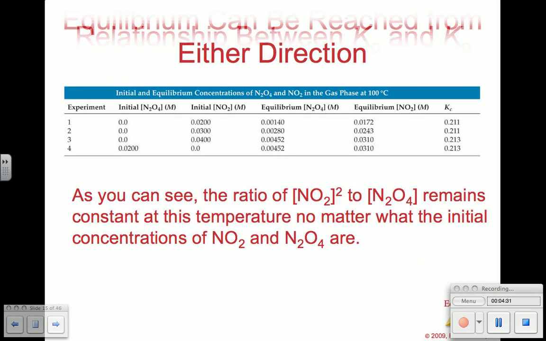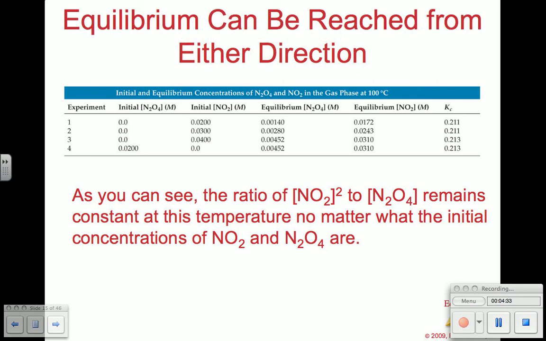Okay, so equilibrium can be reached from either direction. You've got 4 different experiments that are represented in this table here. And you see that the equilibrium constant is pretty much the same, but we have different concentrations, different starting amounts for these different compounds. When we get to equilibrium, they go to a final amount. And obviously this table is in your textbook as well.